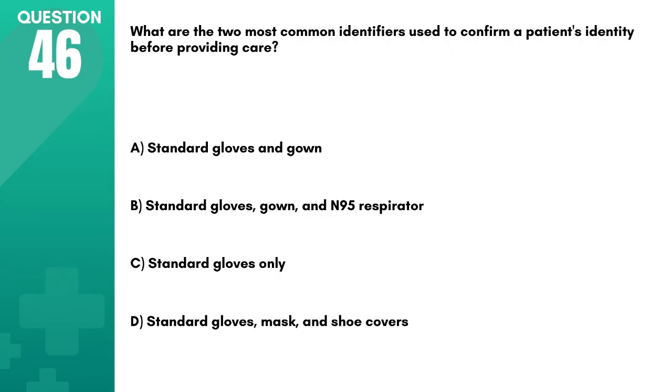Question 46. What are the two most common identifiers used to confirm a patient's identity before providing care? A. Patient's room number and diagnosis. B. Patient's full name and date of birth. C. Patient's medical record number and floor assignment. D. Patient's photo ID and signature.